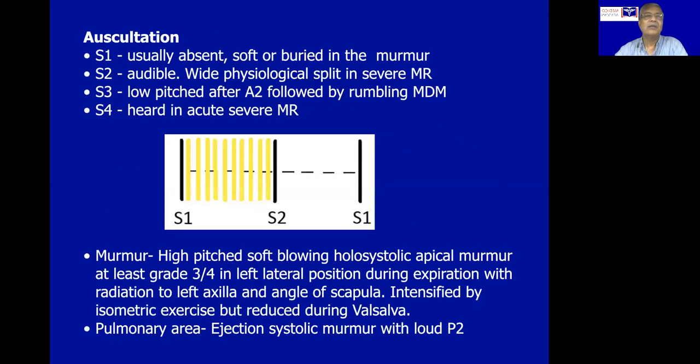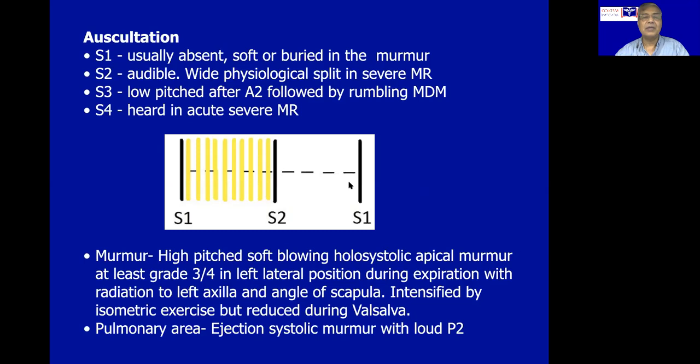On auscultation, S1 is usually absent, or it may be soft and buried in the murmur. S2 is audible with a wide physiological split in severe MR. S3 may be low pitched after A2, followed by a rumbling mid-diastolic murmur. And S4 may be heard in severe acute MR in failure.